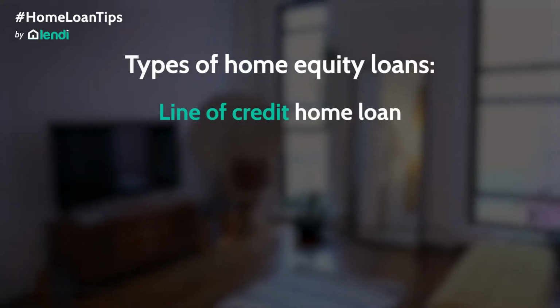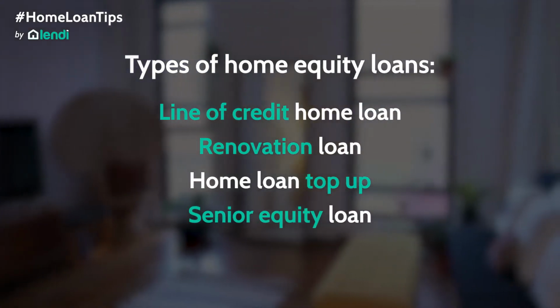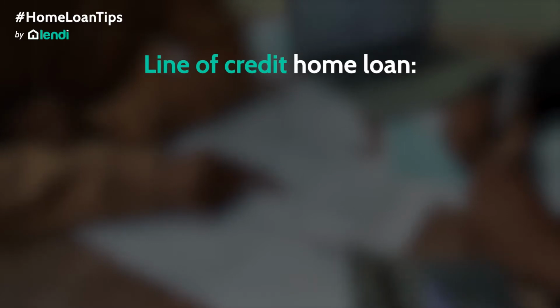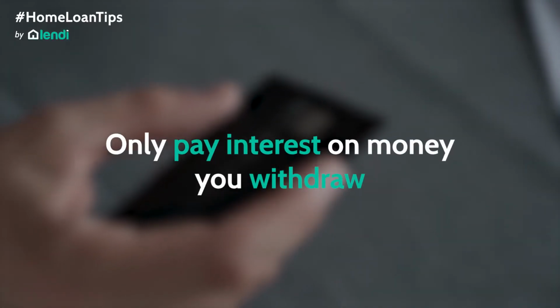There are different types of home equity loans that are tailored to your specific needs, such as a line of credit, renovation loan, home loan top-up, or a senior equity loan. A line of credit home loan is a type of loan that allows homeowners to get cash out from their home loan. Homeowners can draw from this fund at any time, and there aren't minimum repayments or a set term to repay the money. Another added benefit is that you only pay interest on the money that you withdraw.